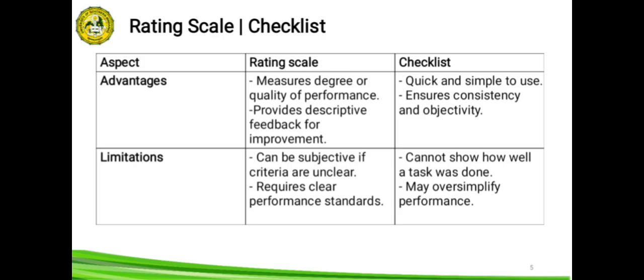The checklist can only tell whether something was done or not done, but it cannot describe how well it was done. It simply checks presence or absence of behavior, not the quality of the performance. Because of this, checklist can oversimplify complex tasks. For example, a student may complete all steps of an experiment, so all boxes are checked yes, but the experiment might still be poorly executed or lacking in accuracy, something the checklist cannot show. While checklists are simple and quick, they do not measure the degree of mastery or excellence.